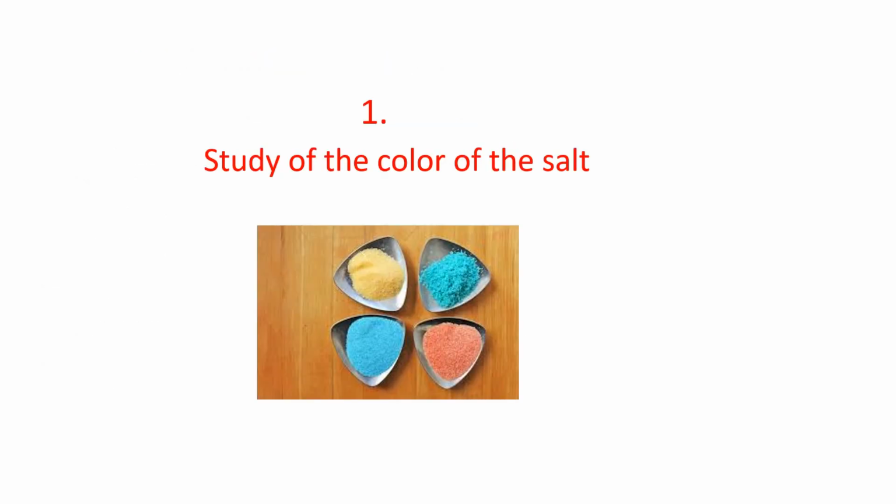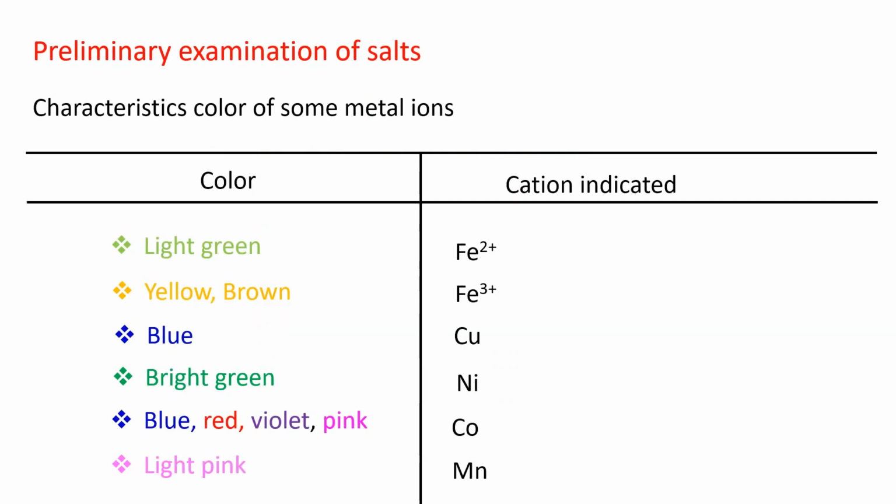First one, study of the color of the salt. Some transition metal element salts are colored. So by seeing the color, you can have some guess. For example, copper is blue, nickel is greenish, ferric is brown. So roughly you can guess about the salt. Here I have given the different colors of the transition metal cations. You can go through it.